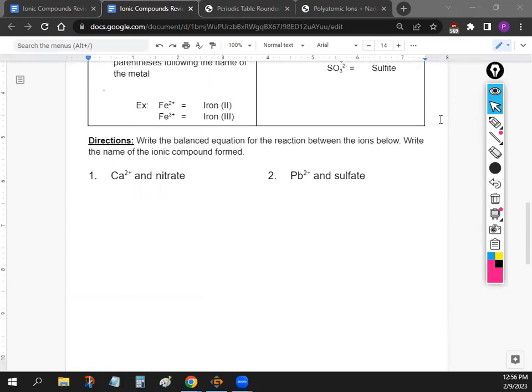So let's take an example here. We're going to do a balanced equation for calcium 2+ and nitrate, and then we'll come up with the name of the compound. Yes, please take a note of this in your notebook. So number one, I'll review it together and you can copy it. And then number two, I'll have you try.